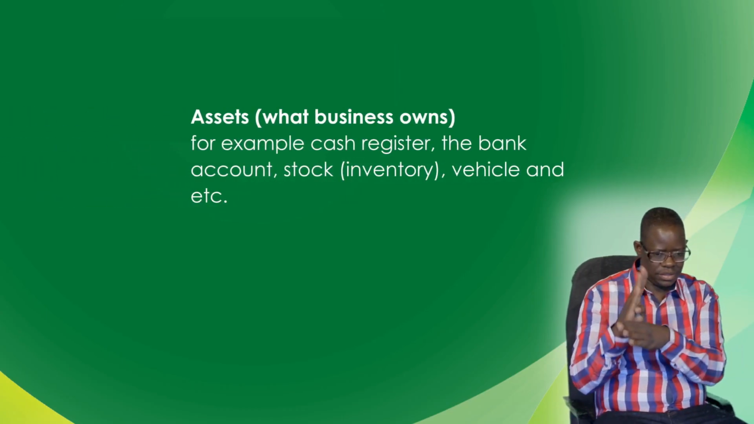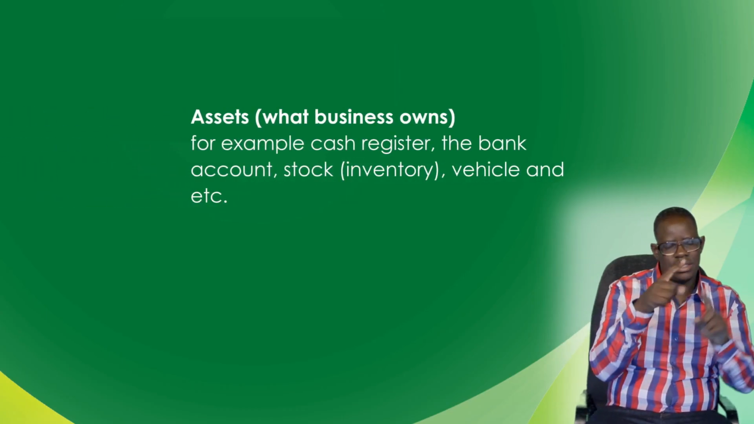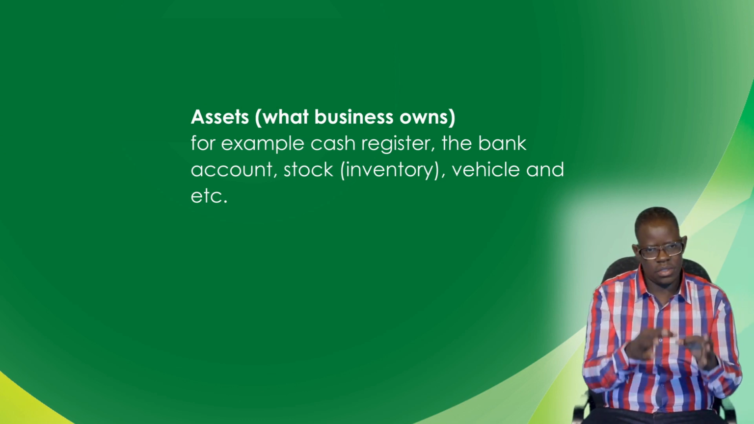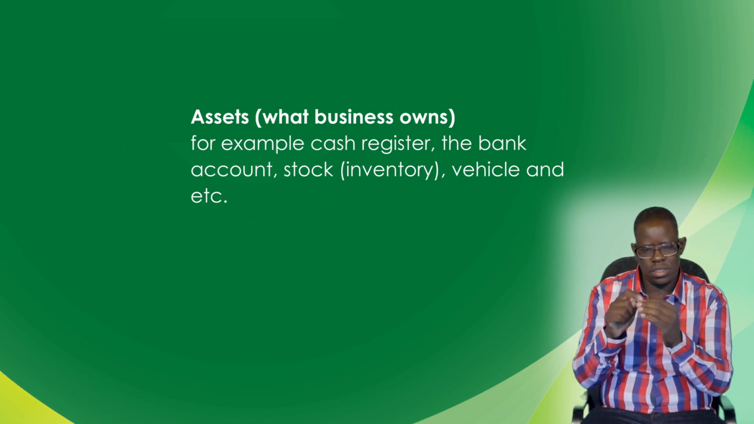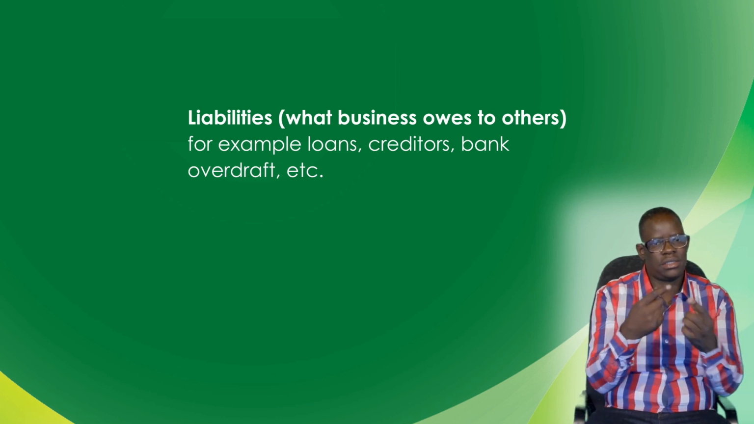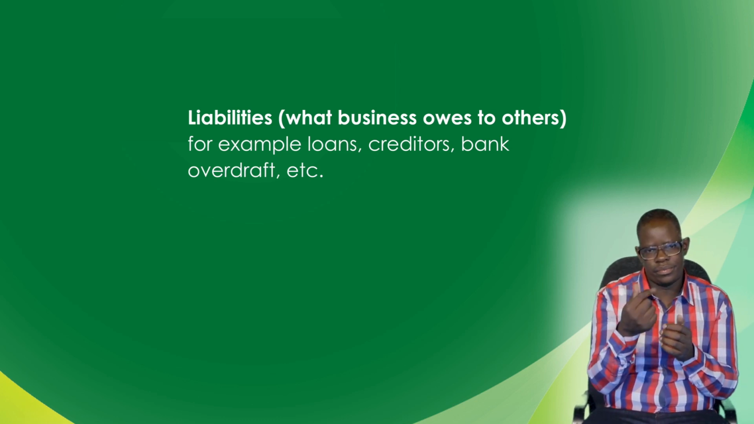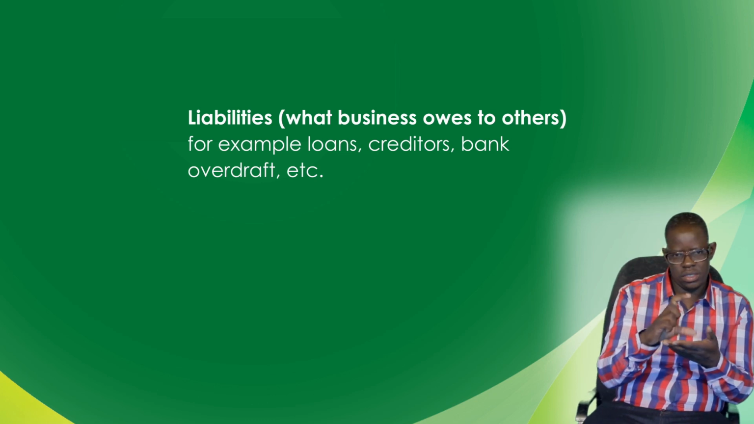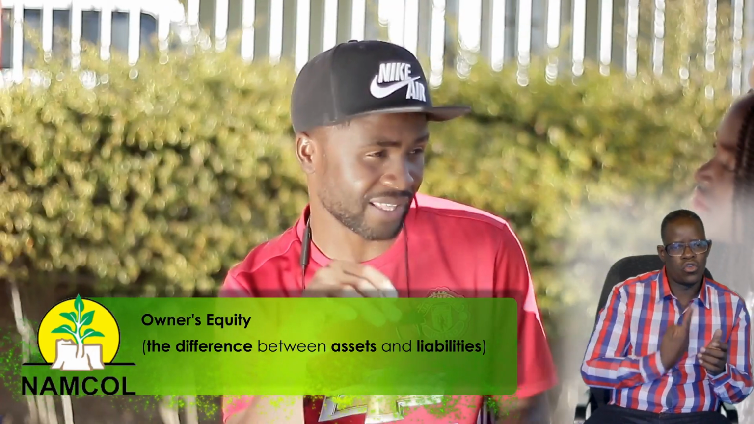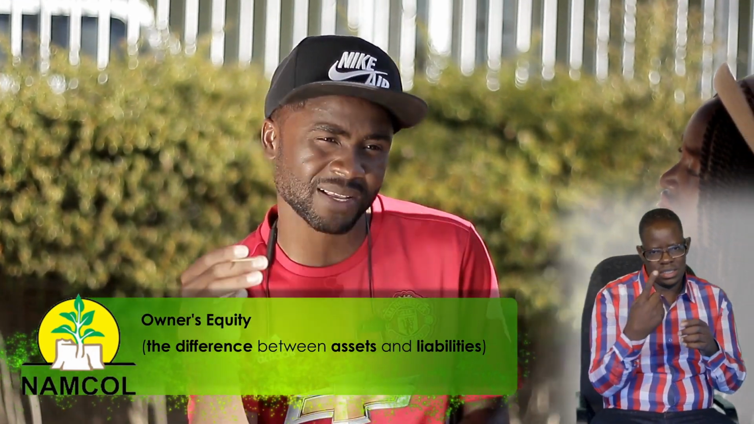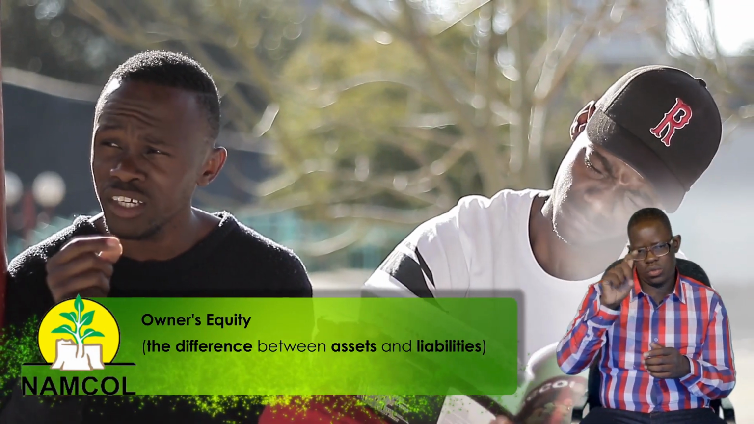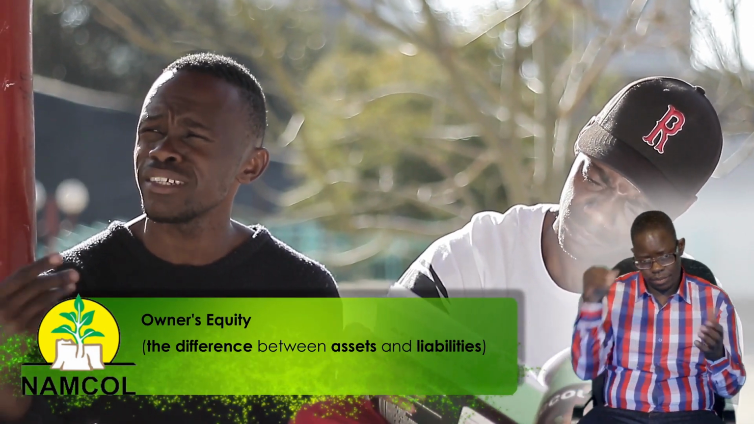I see. And assets are a business's resources or things the business owns, like the cash register, the bank account, the stock, which is the inventory, and vehicle. Yes. While liabilities are the business obligations or amounts the business owes, like loans, creditors, bank overdraft. And owner's equity is the amount of money that's left when liabilities are deducted from assets.